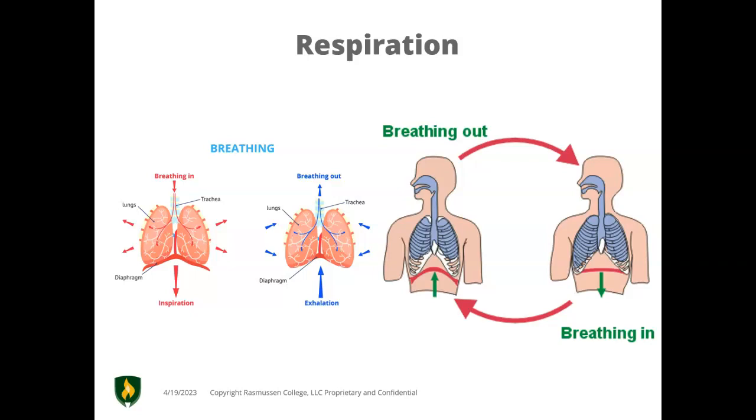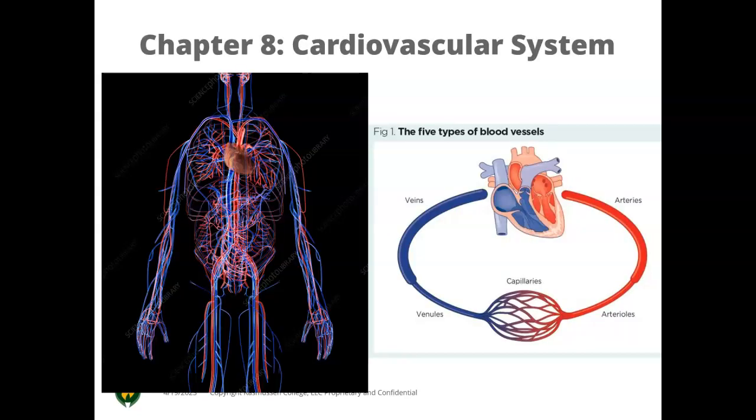That's going to wrap up Chapter 7. We're going to move into Chapter 8. Chapter 8 is the cardiovascular system. This is composed of the heart and the blood cells.